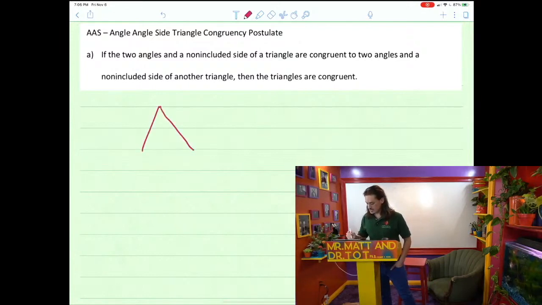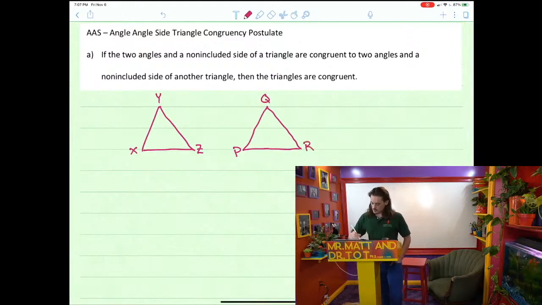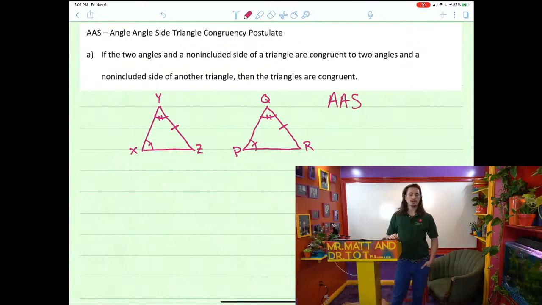So again, let's take XYZ and PQR. So if we know, for example, angle X is congruent to angle P and angle Y is congruent to angle Q, and side length YZ is congruent to side length QR, then we've established that these two triangles are the same triangle due to angle angle side congruency.